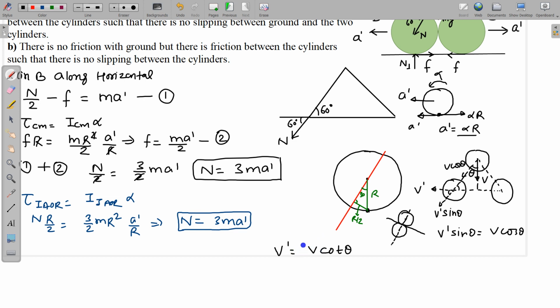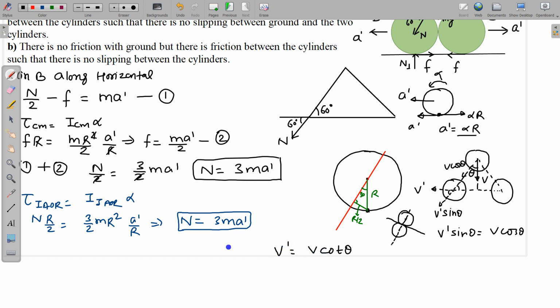We must keep in mind that this kind of relation holds only for velocities, not for acceleration. These relations only hold for velocities or displacements. For very small displacements or instantaneous velocities, these relations hold, but they do not hold in general for acceleration. I cannot write straightforwardly a dash is equal to a cot theta. That may be correct, but that is in general wrong. So v dash is equal to v cot theta.